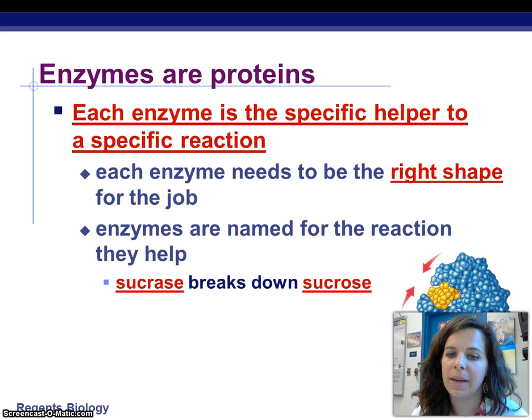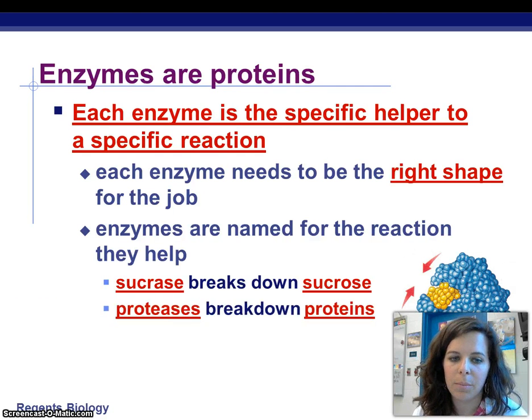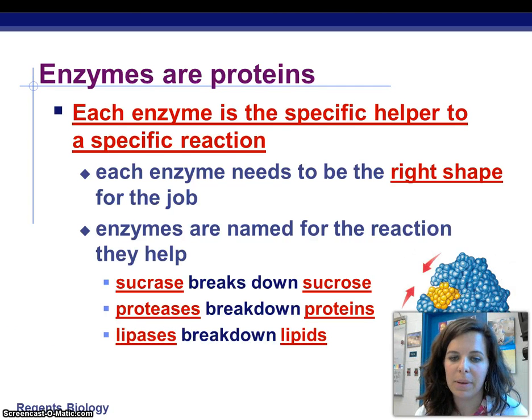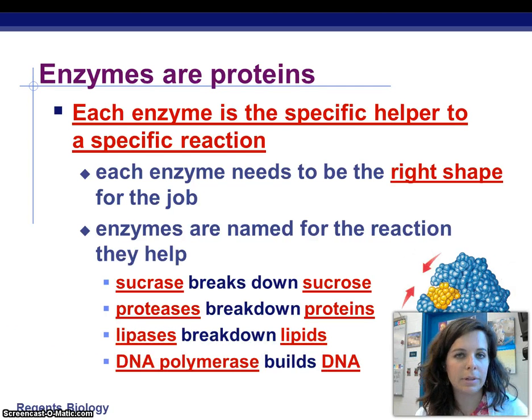So sucrase breaks down sucrose. You can write this in the examples column. Proteases break down proteins. Lipases break down lipids. And DNA polymerase builds DNA. So the names are going to tell you exactly what it does. And see this ASE at the end of these words? ASE, that shows us it's an enzyme.